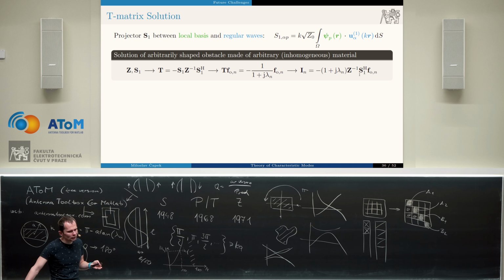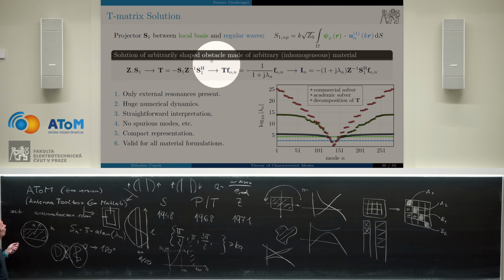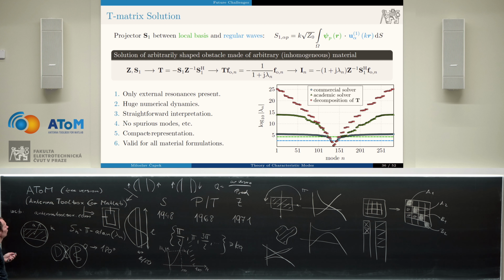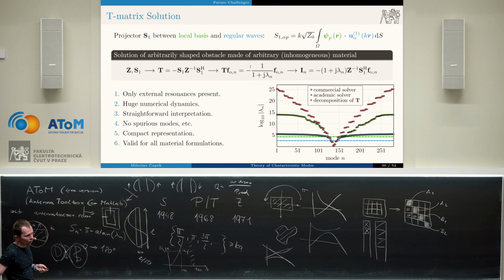And now you can ask why I should do that. Because you get a very long list of advantages, which are tightly connected to the decomposition here. So, first of all, basically, you see only external resonances, because all the internal resonances, with eigenvalues lambda plus and minus infinity, have here an eigenvalue equal to 0.